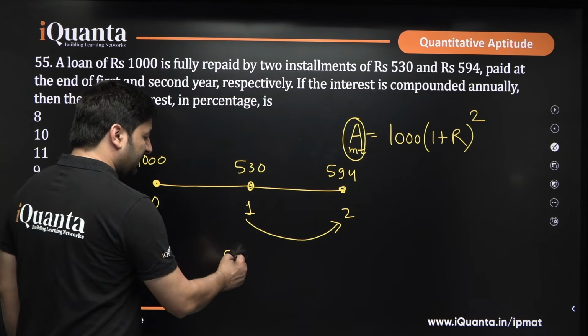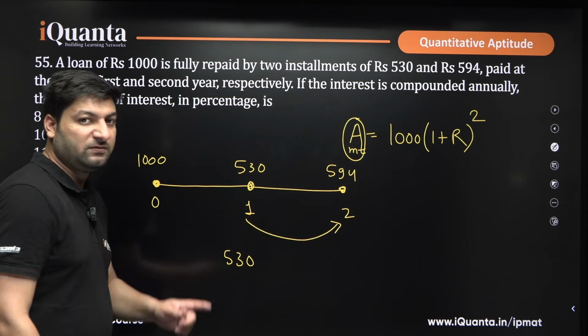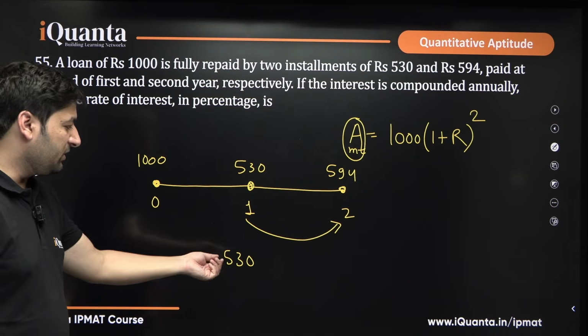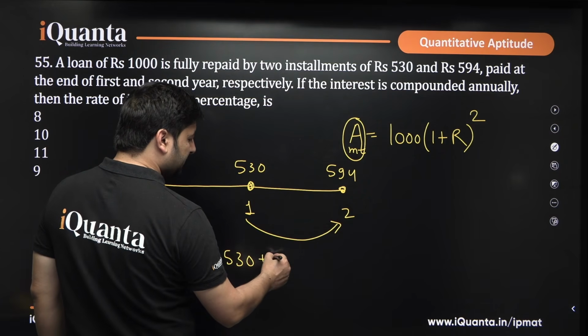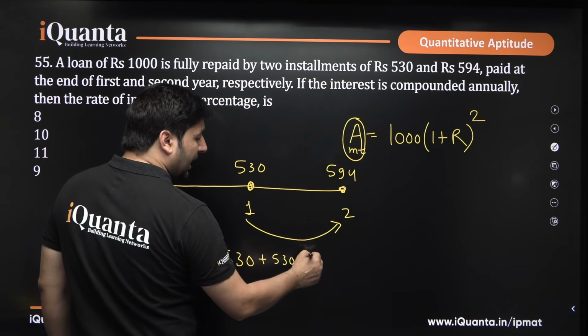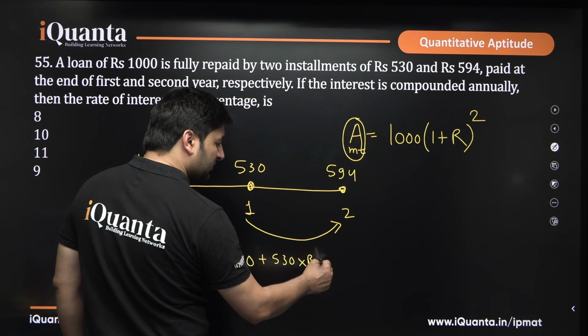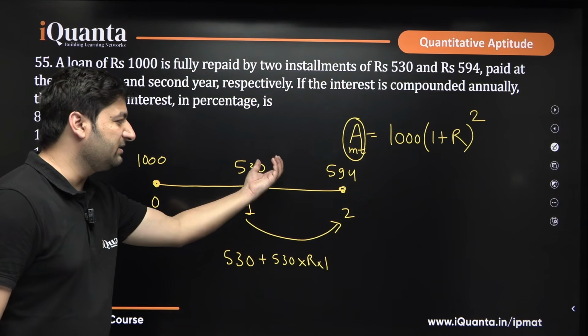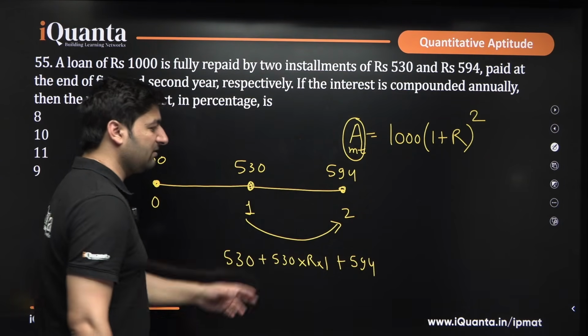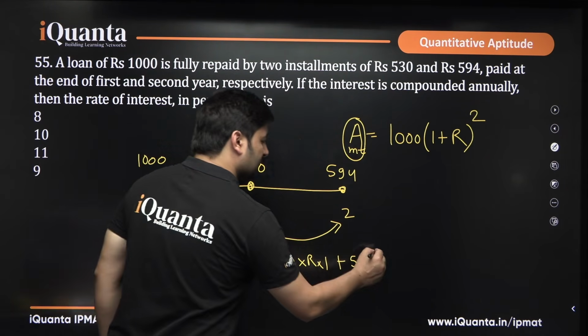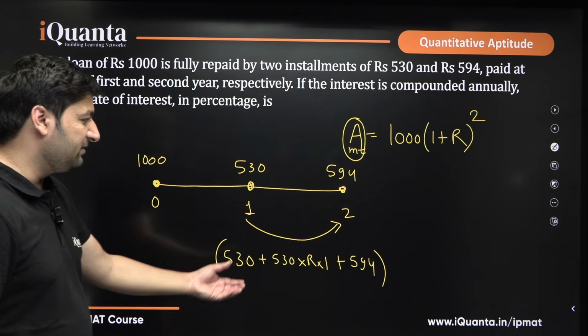So, on this 530 rupees, interest would have been generated for 1 year, isn't it? So, what is the amount that this is going to become? This is the principal plus P into R upon 100, which is capital R into time, which is 1. So, this is the amount that this is going to become, plus the final amount coming as the last installment. This is the total amount that I should have paid, and this amount should be equal to this amount.